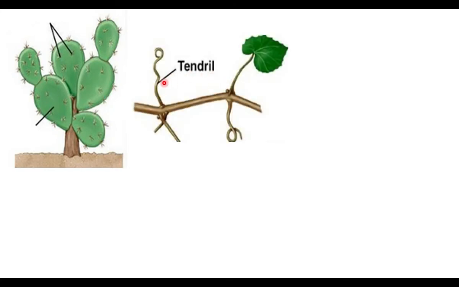This is a modified leaf. The leaf is modified into a tendril. Tendrils are coiled structures. Here the function is climbing. The modified leaf helps in climbing.